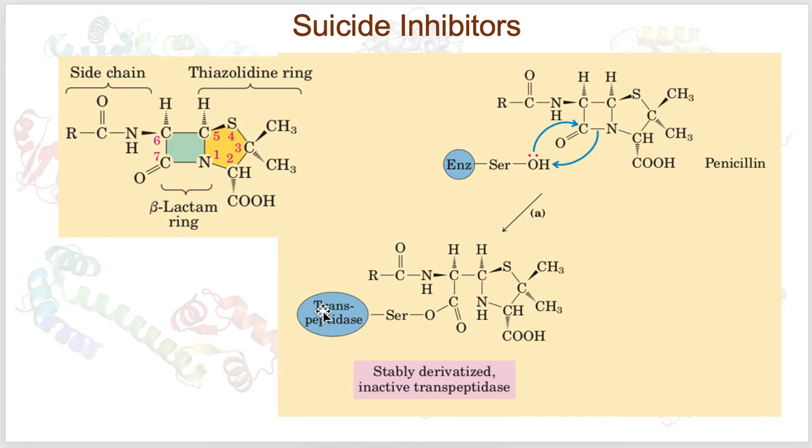That's why penicillin is a suicide inhibitor, because the original structure of penicillin cannot actually inhibit the enzyme. Rather, first it needs to get activated, which is done by the enzyme itself. Then the activated form of penicillin can inhibit the enzyme. So that's all about the enzyme inhibitors.